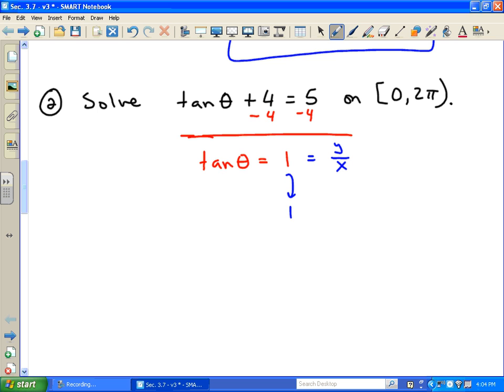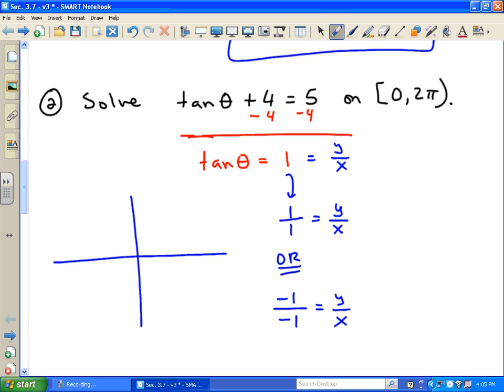Well, we have to be careful here. 1 could either be written as 1 over 1, that would give us our y over our x, or, because the signs on x and y are not restricted, you could use negative 1 over negative 1 as your y value and your x value. And so that's how, in this case, we are coming up with 2 triangles. The only time you won't come up with 2 triangles when you're solving on 0 to 2 pi is if your answer is a quadrantal angle.